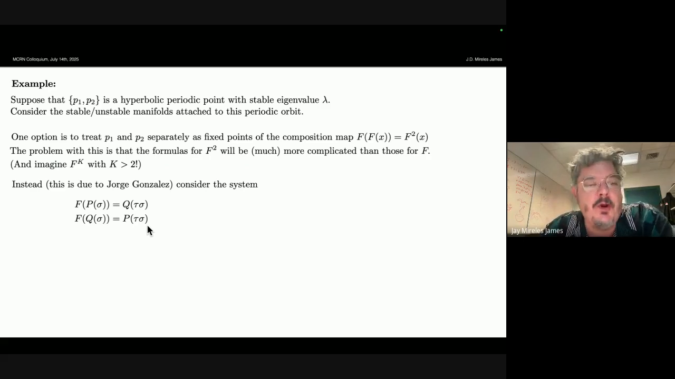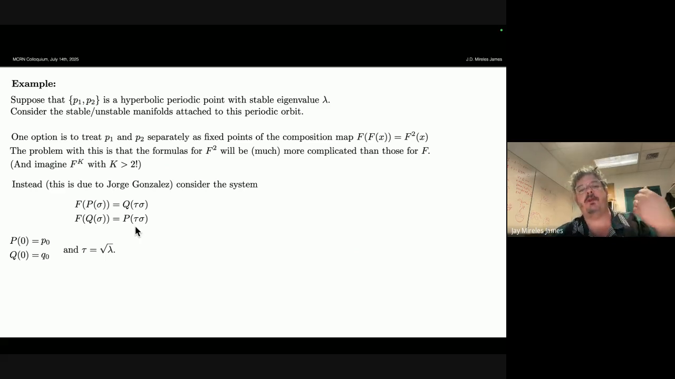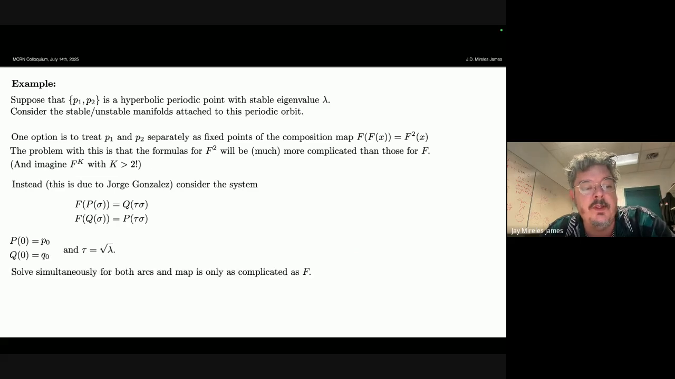But anyway, keep going. So here these would be the sort of first order constraints, right? So we would need to impose or normalize P and Q at 0 to take us to the period 2 point. And then the tau here is actually not what you would call the multiplier for the periodic orbit. The eigenvalue associated with the linearization of this map, it's actually the square root of this, or the nth root if we were doing period n orbits.